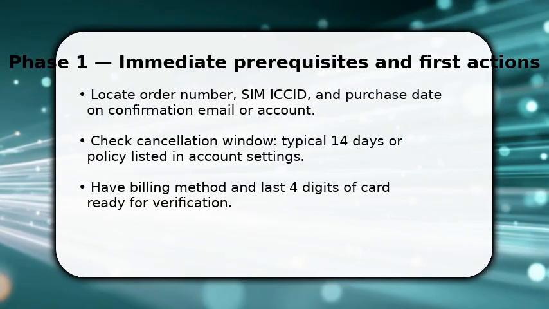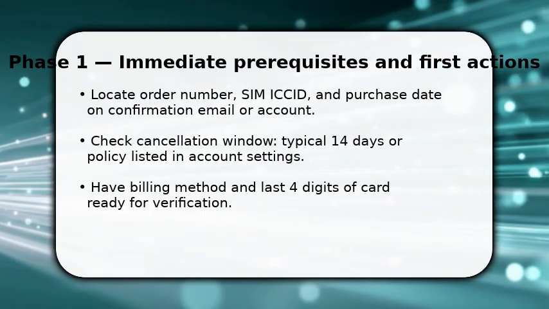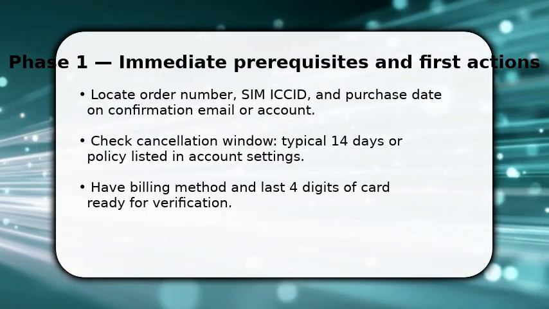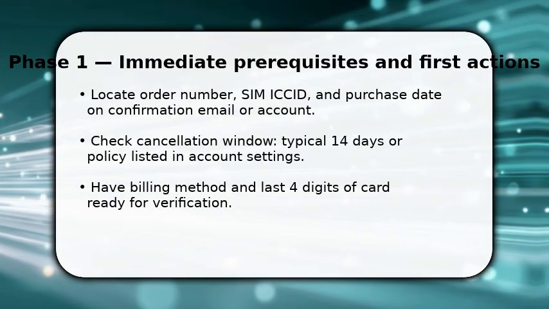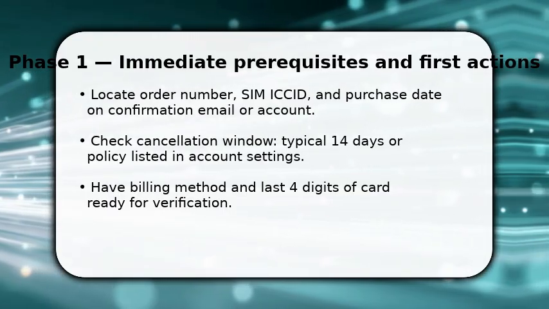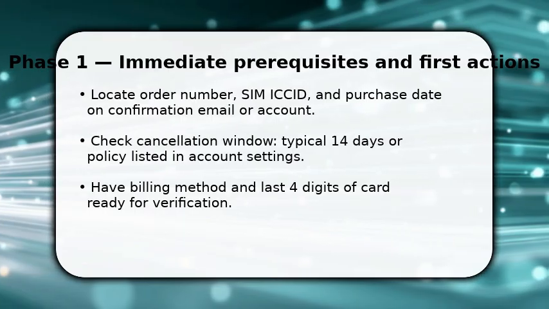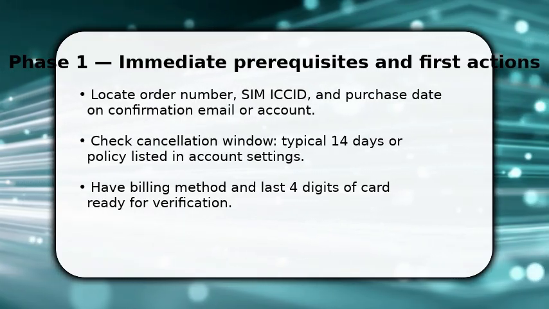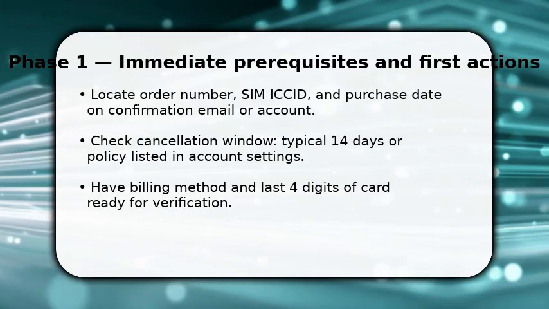You begin by confirming the exact order you want to cancel. Find the order number, ICSID, and date in your account or email. Once you have those, verify the cancellation window. Many carriers allow returns within 14 days because timing determines refund eligibility.